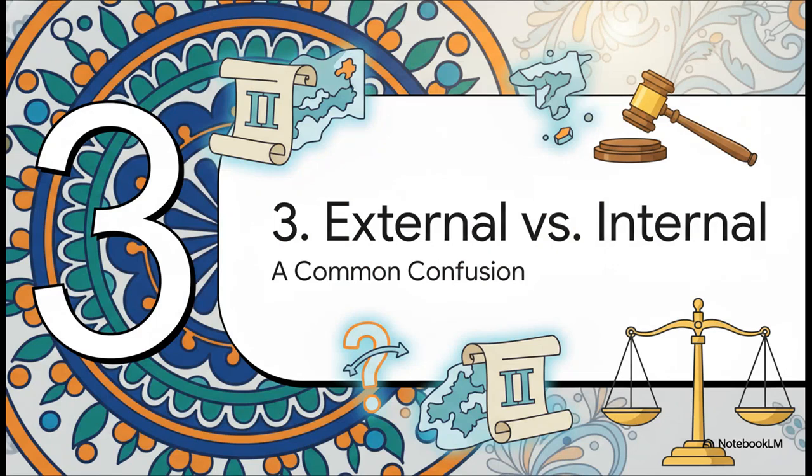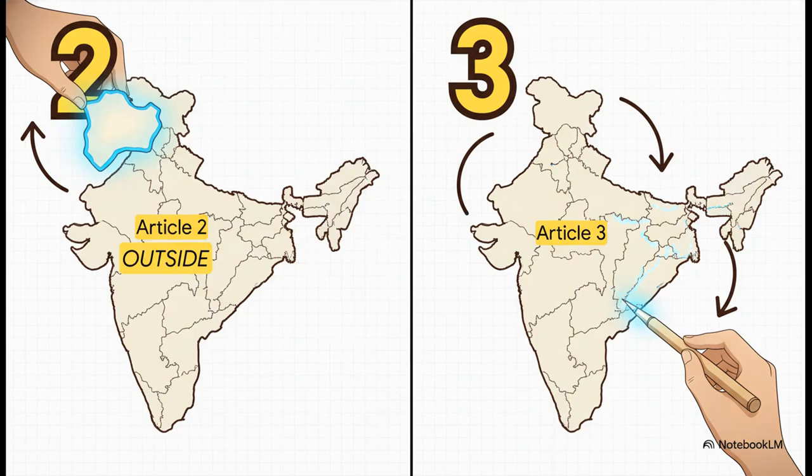Okay, lean in for this next part, because this is without a doubt the number one thing students get confused about. It's a classic exam question, so you'll want to pay close attention. We're talking about the difference between Article 2 and its next-door neighbor, Article 3. If you remember just one thing from today, let it be this. Article 2 is for what's outside. It's for bringing external territories into India. Article 3, on the other hand, is for what's already inside. It deals with reorganizing the states that are already part of the country.